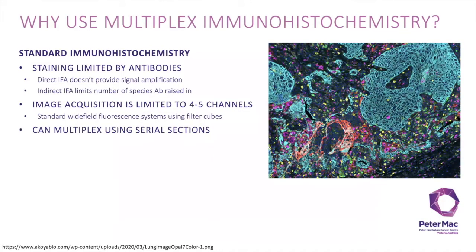With standard immunohistochemistry methods, we're limited by the antibodies that we can use. If we use something called direct immunofluorescence, and I'll come into this in a few coming slides, that doesn't give us any signal amplification steps. If we use an indirect immunofluorescence assay, then we can be limited by the number of antibodies or the number of species that the antibodies have been raised in. Similarly, if we use standard fluorescence microscopes, we're limited to about 4 to 5 channels based on the filter cubes which are available within those instruments. So you could do multiplex immunohistochemistry, but you'd probably have to use serial sections in order to do that type of experiment.